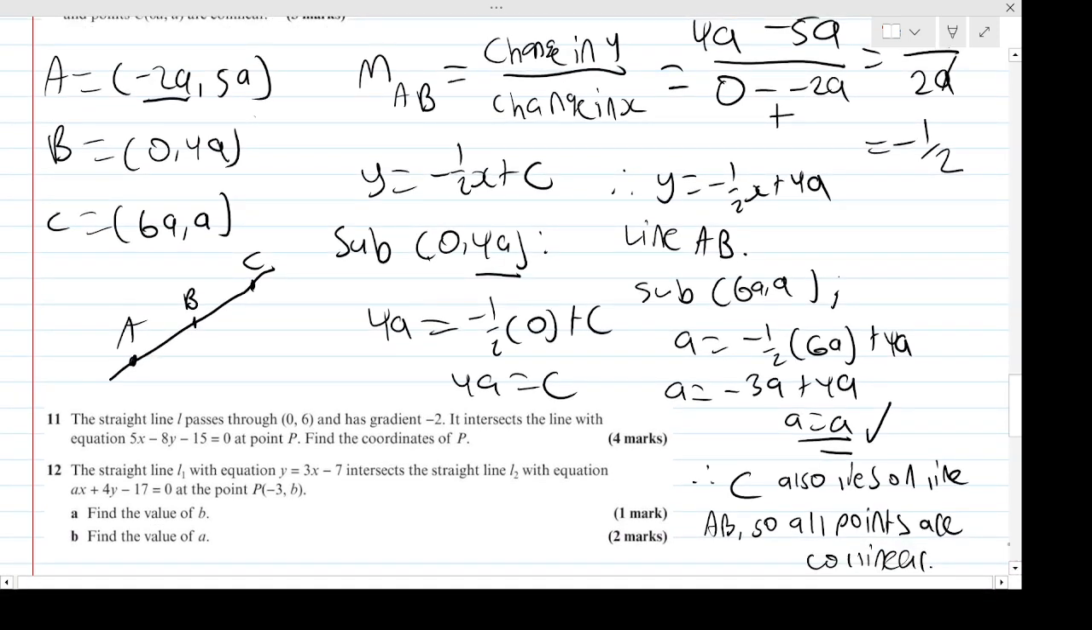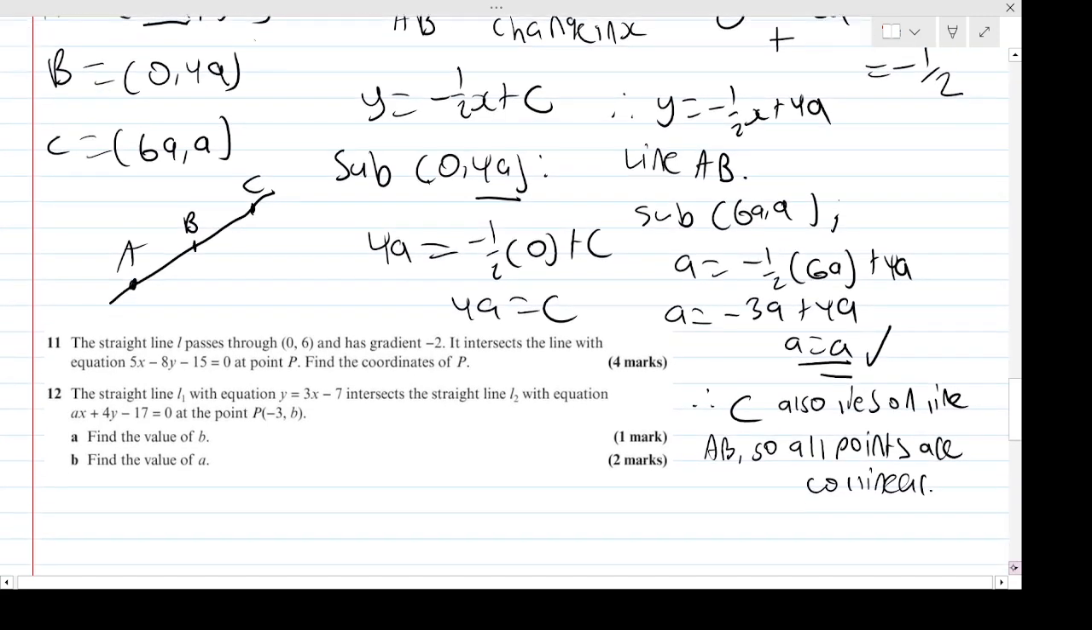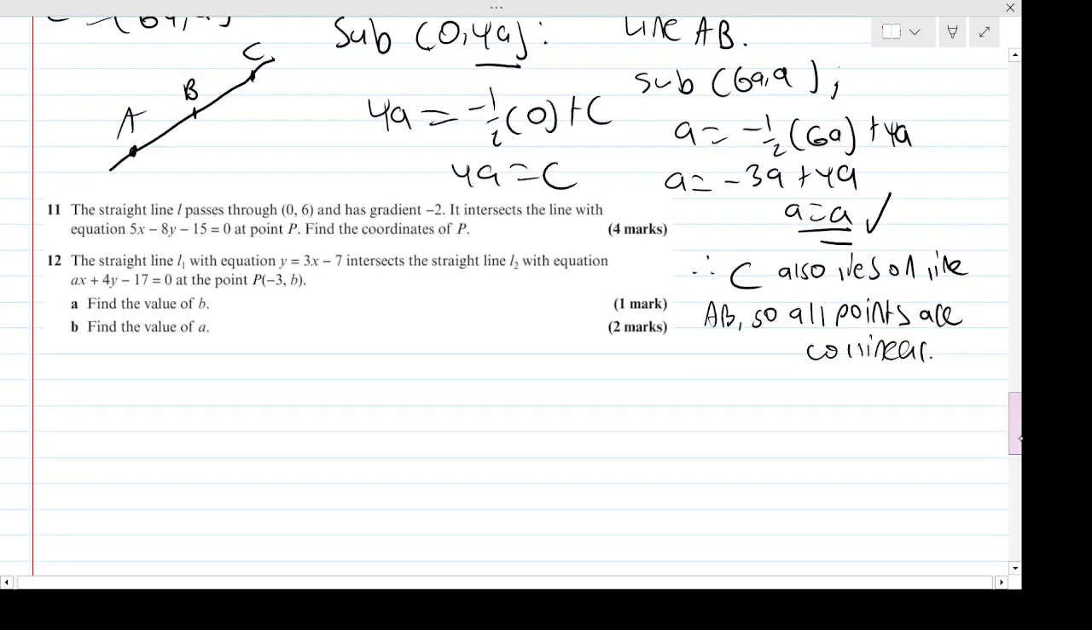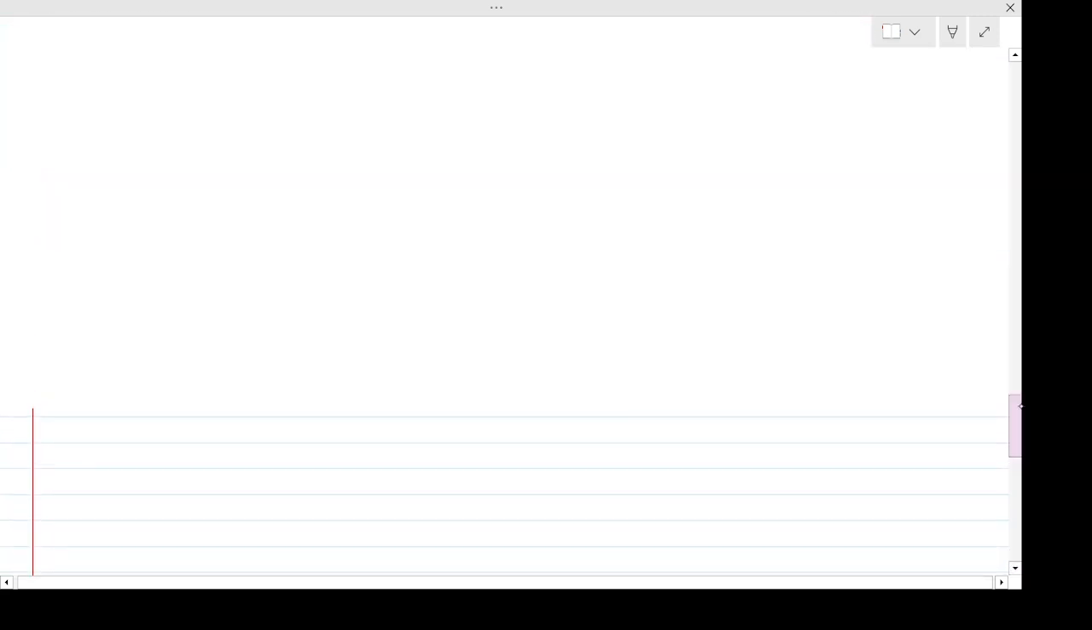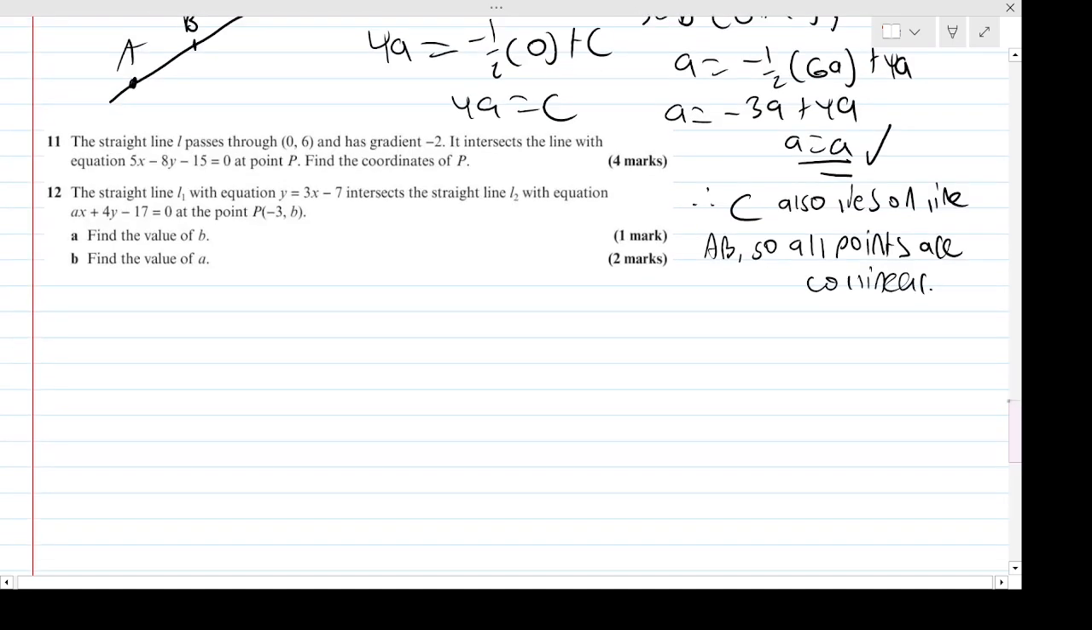Cool. Let's have a look at these questions then. I think these are the last two. Yep, cool. Let's finish off with these two. So question 11. The straight line L passes through (0, 6) and has gradient minus 2. It intersects with the other line with equation 5x minus 8y minus 15 is 0 at the point P. Find the coordinates of P.